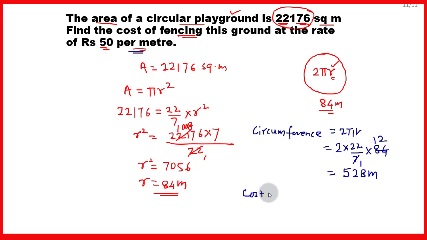The rate is given as rupees 50 per meter, and therefore cost of fencing is equal to 50 into 528, and so 50 into 528 will be equal to rupees 26,400. This will be the total cost of fencing the given playground.